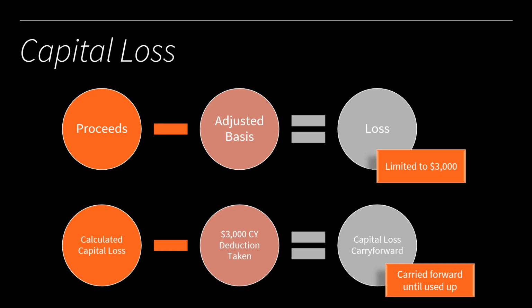So when there is a loss, we would take the proceeds minus the adjusted basis. We get a negative number, we get a loss. The taxpayer can only take $3,000 of that in the current year. So what happens when there is a loss that's bigger than that? We'll take the calculated capital loss, we subtract the current year deduction, and they are left with what's called a capital loss carry forward. And this can be carried forward from year to year until it's used up. So in the next year, they would be able to claim another $3,000 in capital loss.